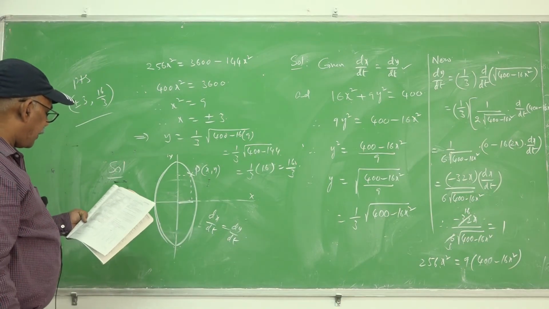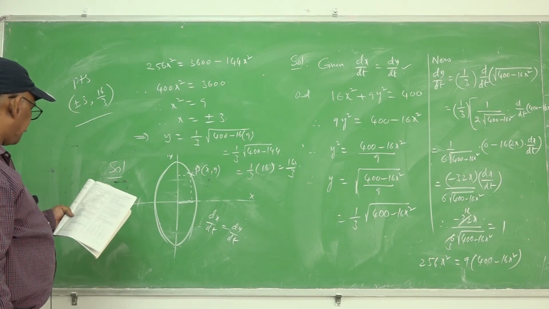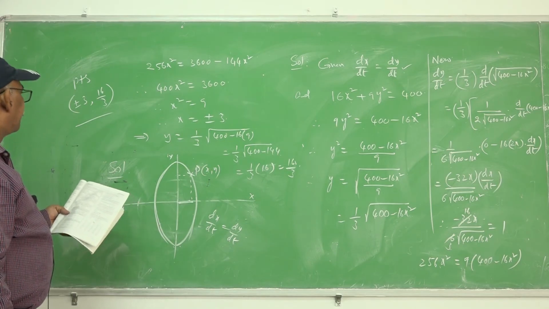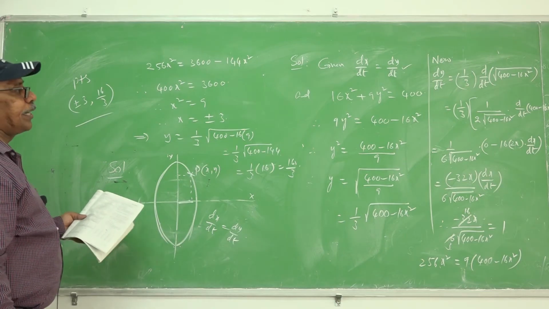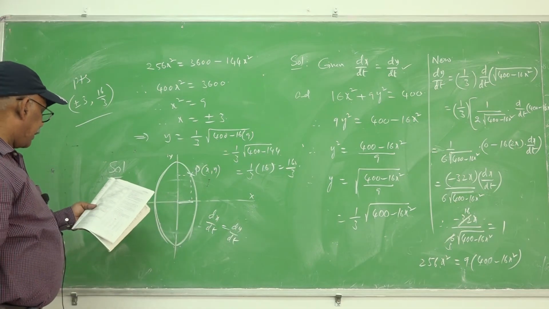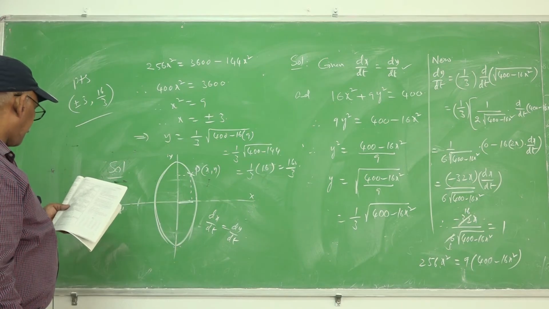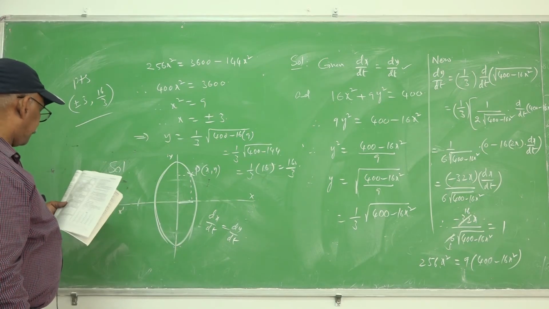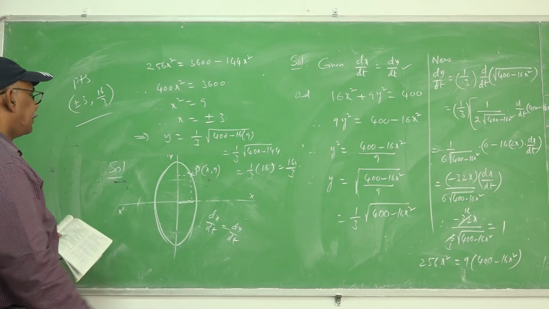The point on the ellipse where the rate of change of x coordinate equals the rate of change of y coordinate is given by plus or minus 3 comma 16 by 3. You can take 3 comma 16 by 3 in the first quadrant.